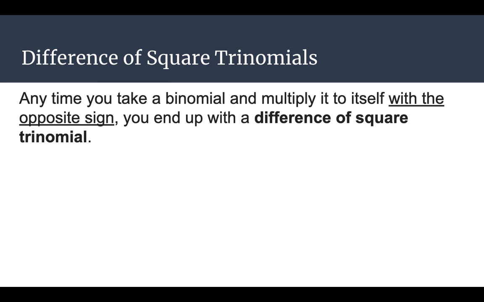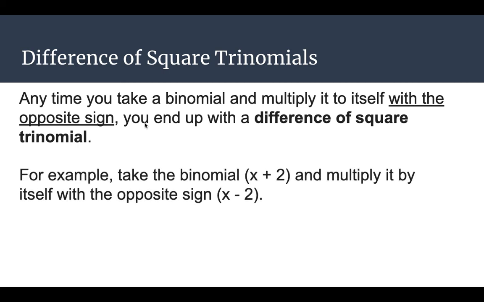Let's take a look at difference of squares. They look similar when we look at the factored form, but they give you a very different result. So anytime you take a binomial and multiply it by itself with the opposite sign, you end up with a difference of squares trinomial. So let's say we multiply x plus 2 by itself with the opposite sign, so x minus 2. Well, let's see what we get.